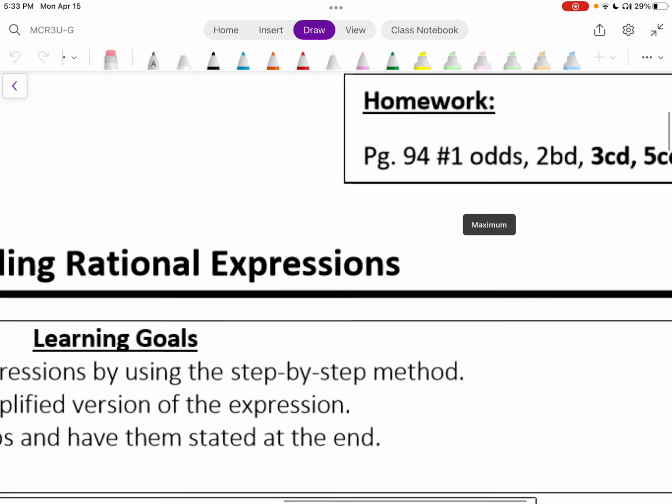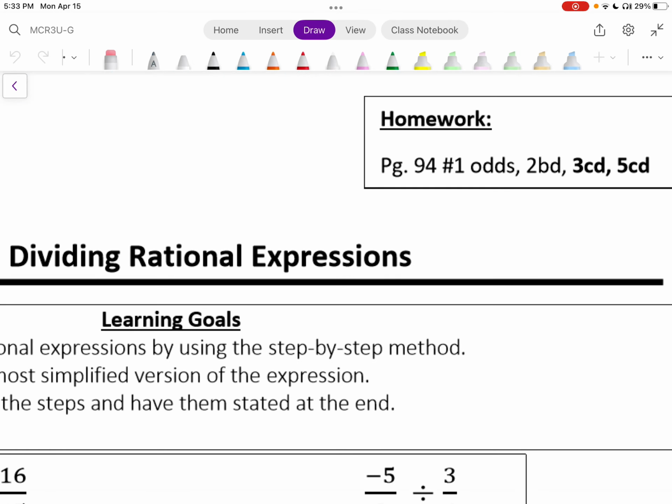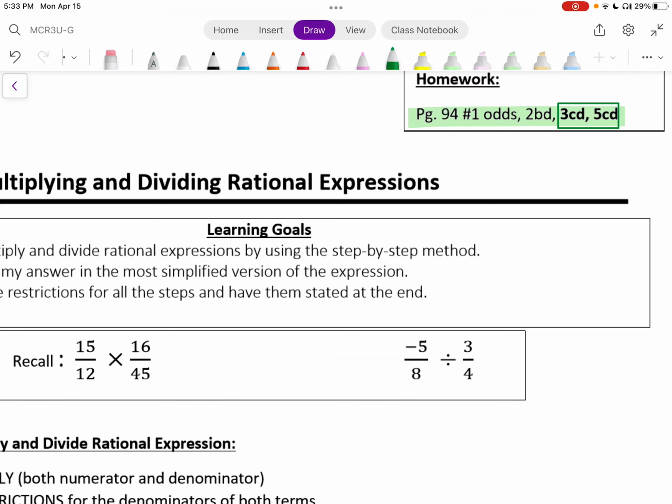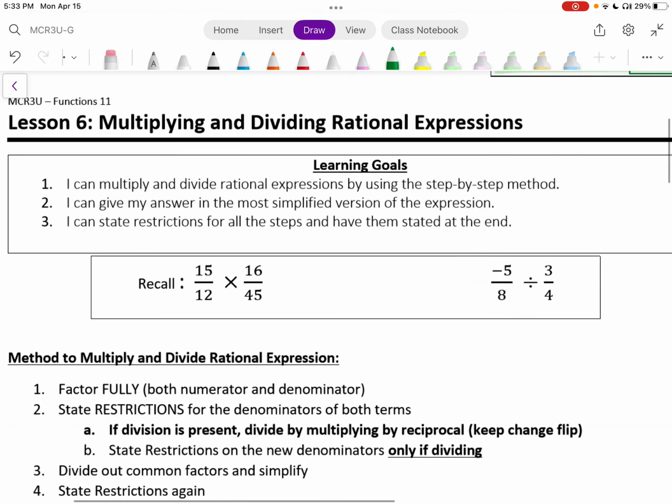If you could look here in your textbook, this is going to be the homework questions from the McGraw-Hill textbook, with special focus on 3CD and 5CD if you're finding it a little bit easy. Number 1 and number 2 are really great practice questions if you're still trying to get a hold on the concept. So the idea by the end of this lesson is you should be able to multiply and divide rational expressions using the step-by-step method.